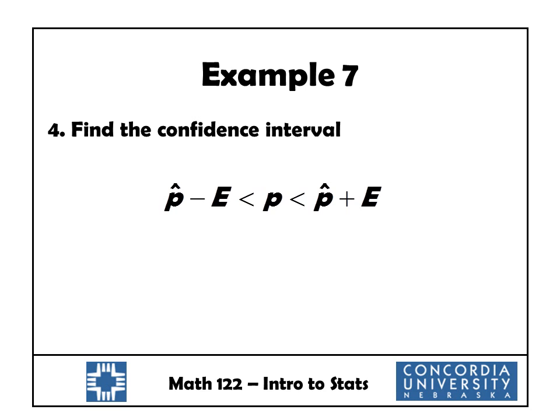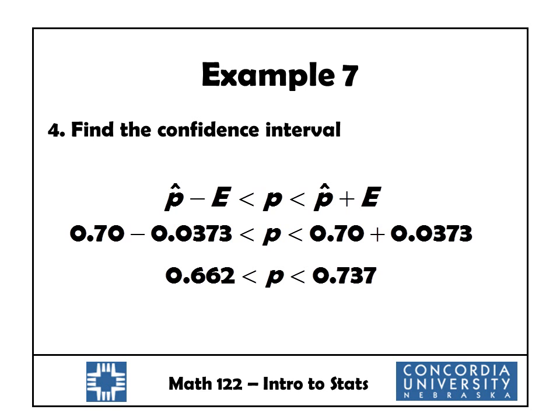Next, we'll find our confidence interval. Here's our formula, p hat minus e, p hat plus e. We plug our numbers in. P hat is 0.7, e is 0.0373. And so here's our results. P is between 0.662 and 0.737.